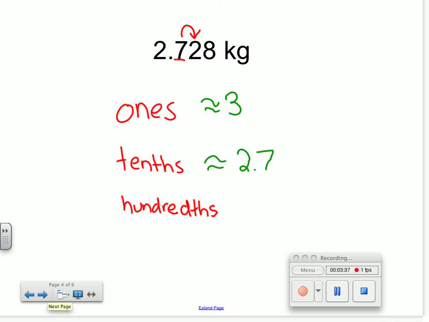Last one, let's take a look at rounding this number to the hundredths. Let's take a look at our hundredths here. We have a 2. Next lower place value is an 8, so we're going to want to round this number up. So it's approximately 2.73. Again, we don't write the 0 after it because it does not change the value of the number.